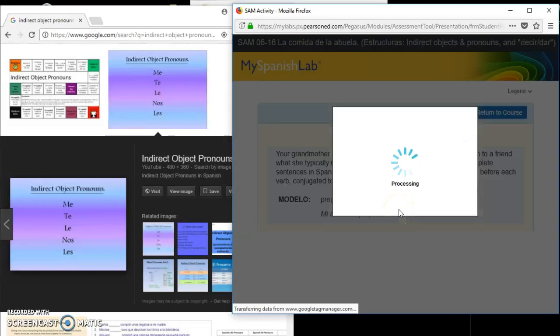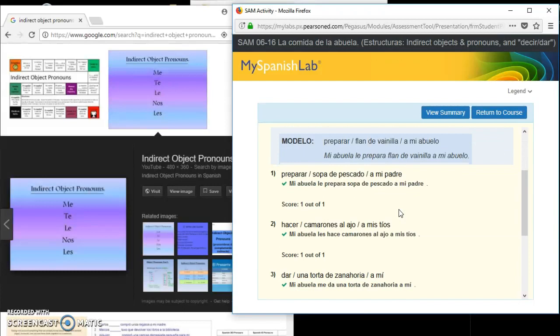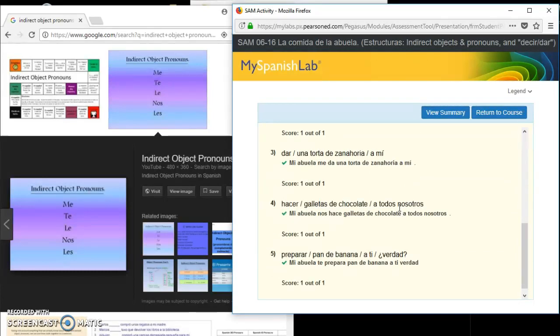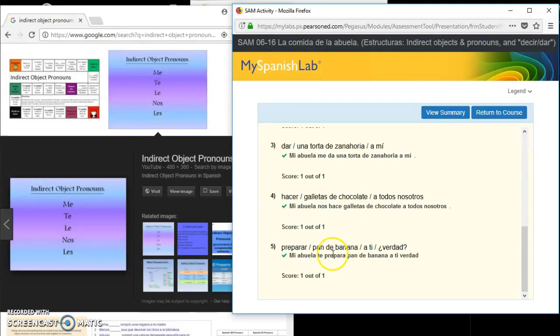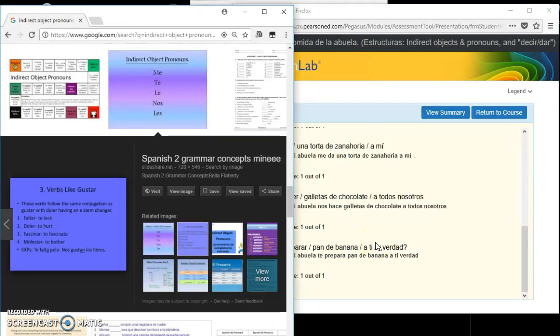Probably get one wrong, watch. Because these things are weird. Okay, well, I did it. But that's pretty much it. You just got to learn how to conjugate this verb, or these verbs. But that's pretty much it.